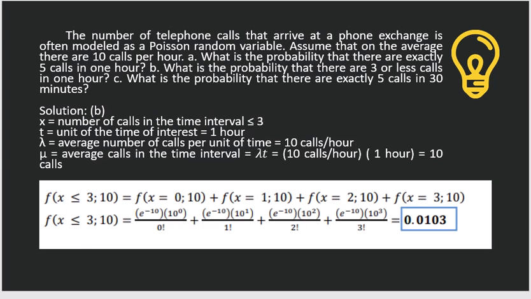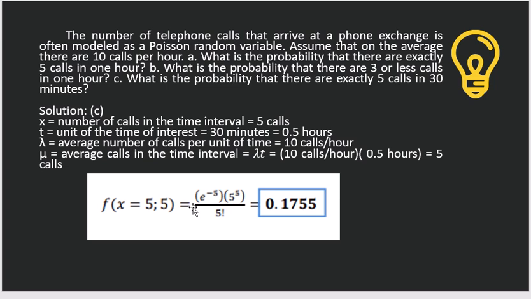For letter B, the required condition is 3 or fewer calls, and the unit of time will be 1 hour, with your 10 calls per hour. The average call arrival will be 10 multiplied by 1, which is 10. If you follow the scientific notation, we compute one by one, since the condition asks for up to three: 0, 1, 2, 3. So you're going to have 0.0103.